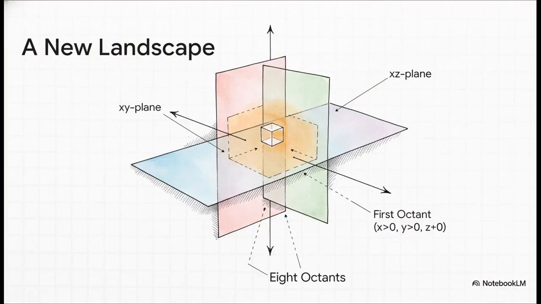So this new Z-axis doesn't just give us height, it creates whole new planes to work with, the XZ plane and the YZ plane, along with the XY plane we already had. And you know how you had 4 quadrants in 2D? Well, these 3 planes slice up space into 8 different regions, and we call those octants.